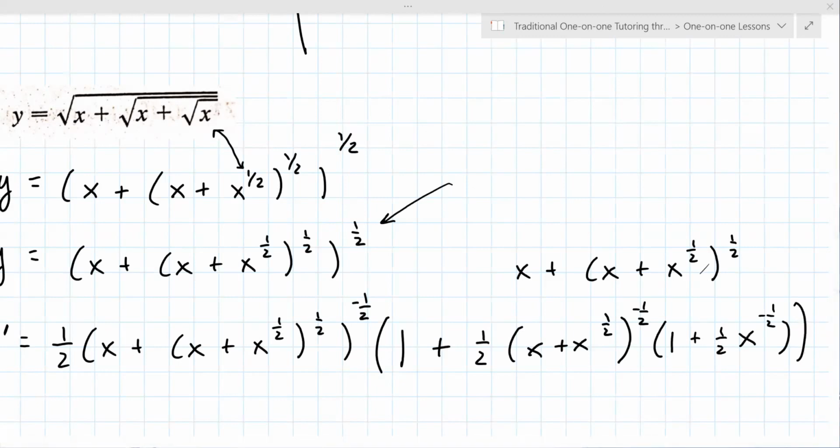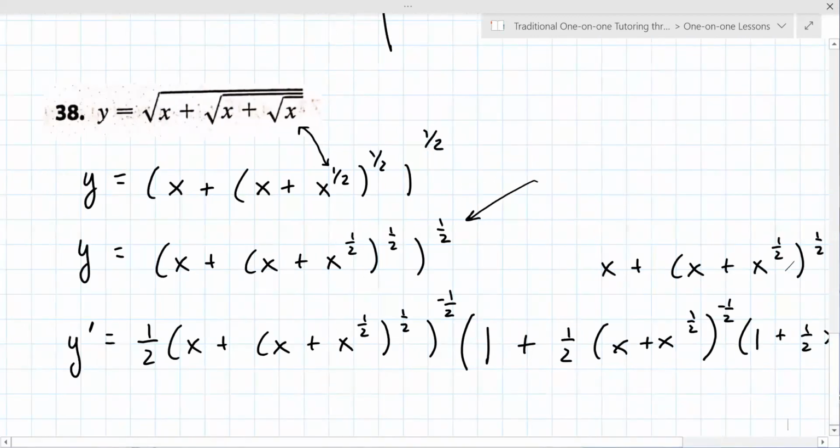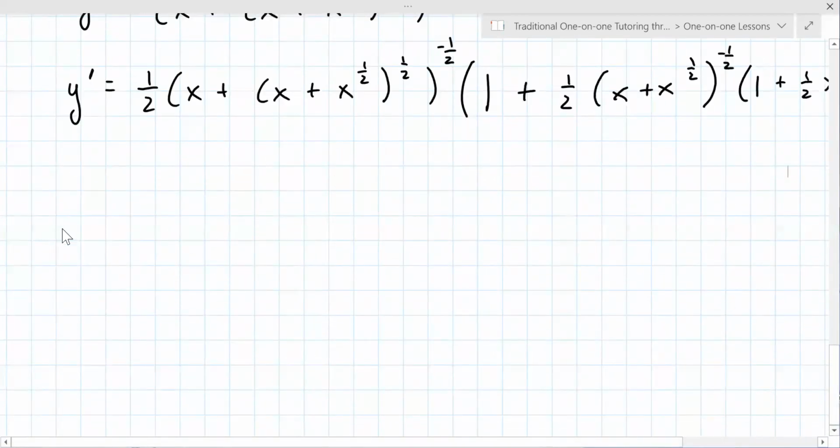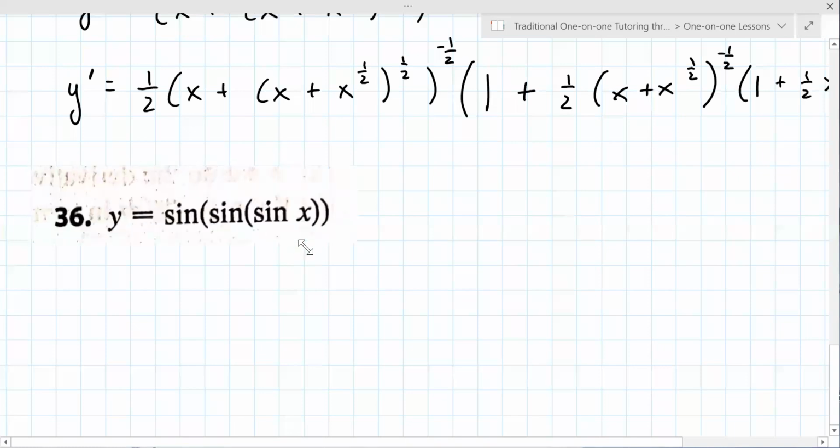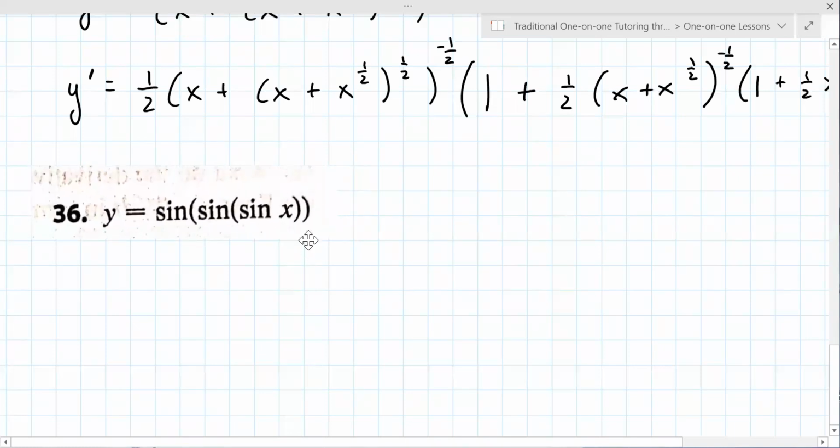Let me try 36 here with you. I think this will do the best job of solidifying this. These are really tough, by the way. You're not getting the equivalent of what you would see in a first semester calculus class. These are kind of like the honors calculus type questions. These are hard. So that's what you're dealing with here.